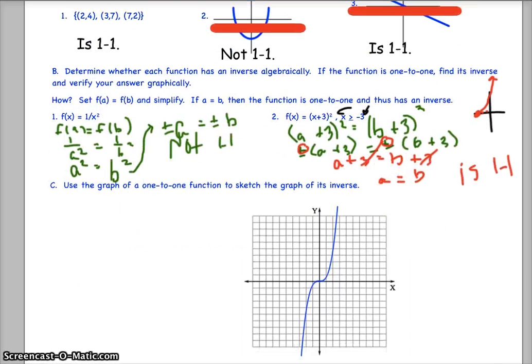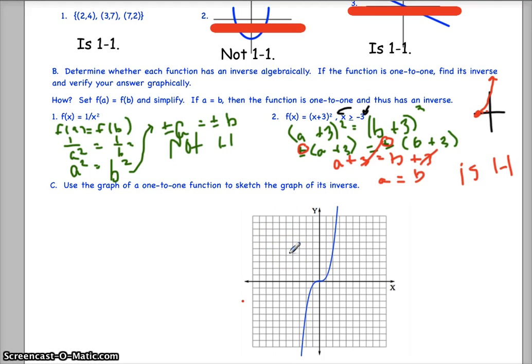Let's look at step C. Use the graph of a one-to-one function to sketch the graph of its inverse. You're not given the equation of the function, you're only given the graph. Now, is this function one-to-one? Yes, it passes the vertical line test. That tells me it's a function. It passes the horizontal line test. And you need to understand that this section right here is constantly increasing. Even though it looks slightly horizontal, it's constantly increasing.